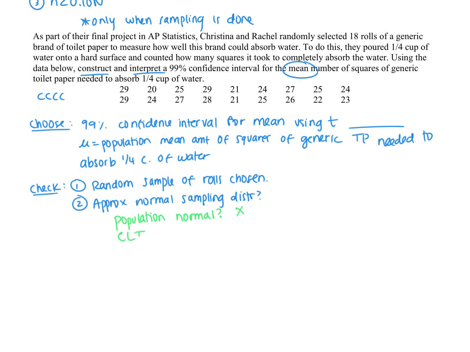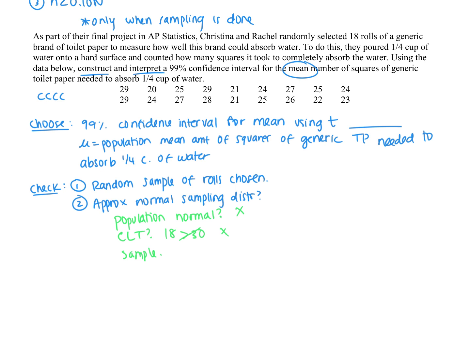Then you would ask yourself, can I use the central limit theorem? In our case, we have 18 rolls of toilet paper, which is not bigger than 30, so we cannot use the central limit theorem. So our last option is we have to look at the sample. This we are going to have to do on the calculator. So we will need to construct a graph of these numbers. We're not going to do that by hand. We're going to let the calculator do it for us.